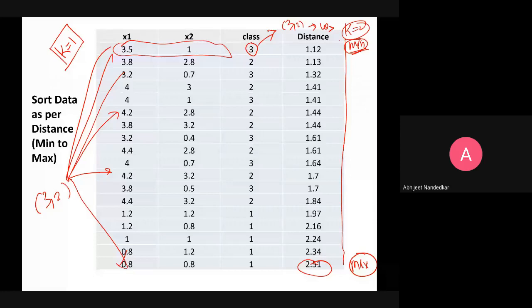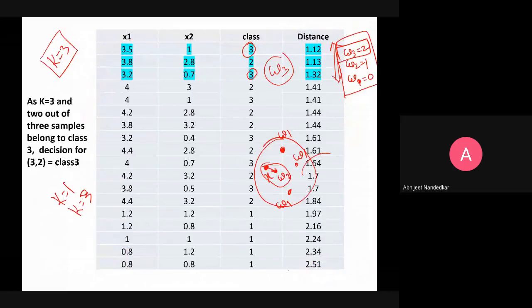So the minimum distance from (3, 2) is with (3.5, 1), that is the first entry in this table, and it is 1.12. So this is the minimum and this is the maximum. Accordingly we have arranged, and then we take the k nearest neighbors equal to 3, suppose. Then we take the first three prototypes into account and check which class is holding the majority.